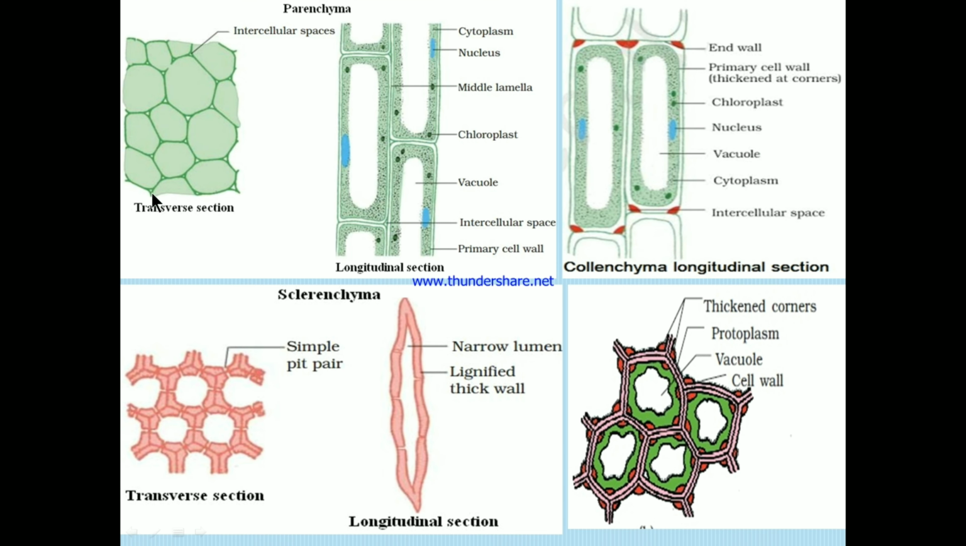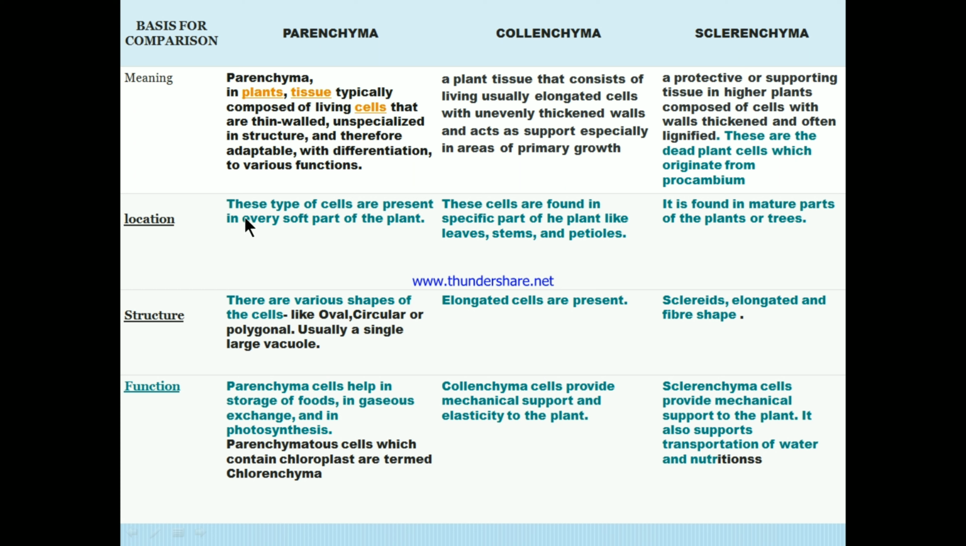So these are the things you can see here. They are all unspecialized. They have various functions and a very thin cell wall. Now if you compare the cell walls of the parenchyma, collenchyma and sclerenchyma, look here, a thick cell wall. Look here, a thick cell wall. You can see the thick cell wall in collenchyma. In sclerenchyma also they have a thick cell wall, but when you see the parenchyma cells here, they have a very thin cell wall.